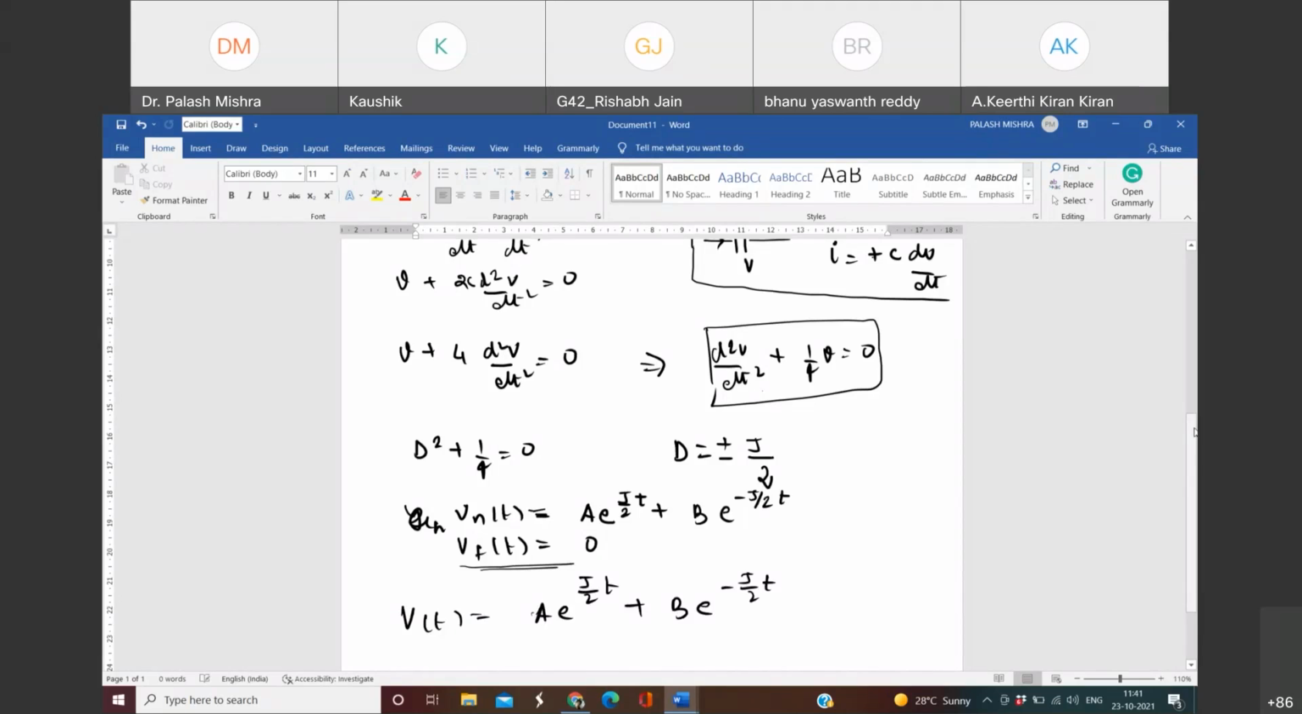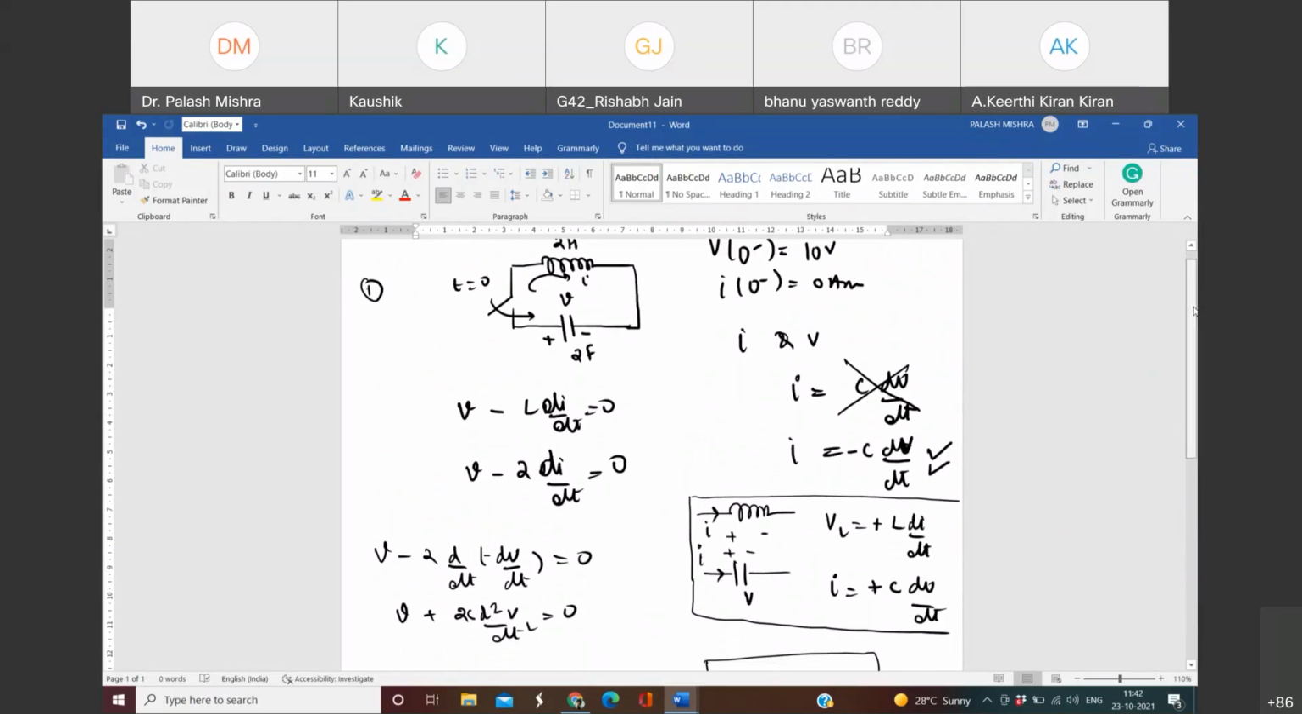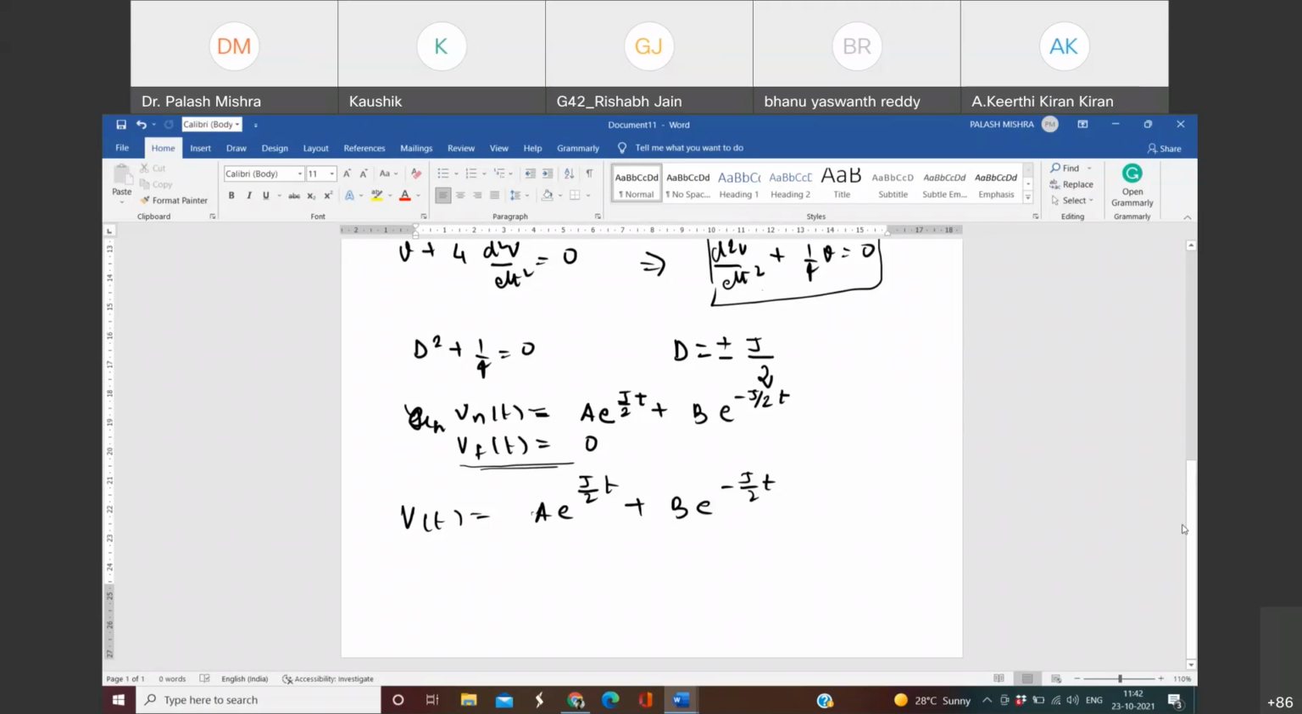Now you have to find out the initial conditions, I mean the A and B values. They have given that V(0 negative) is 10 volts. So V(0 positive) should also be 10 volts, because a capacitor will never allow a sudden change of voltage. So it will be 10 equals A plus B. Is it clear? This is the first equation.